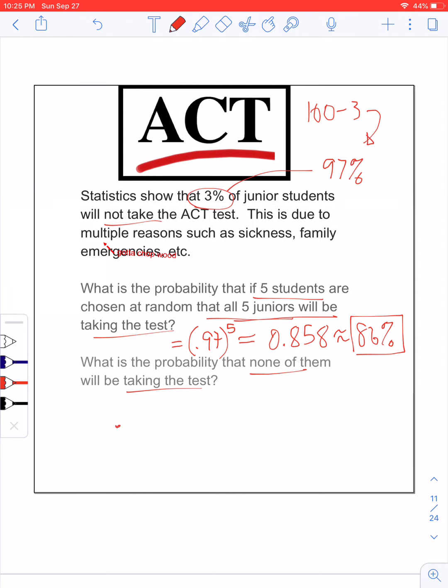If you take 0.3, whoop, that is a classic mistake there, people. 0.03 to the 5th power. We're going to get something really close to 0. In fact, it's going to be so close to 0 that we'll just say approximately 0%, even though it's not technically. Okay?